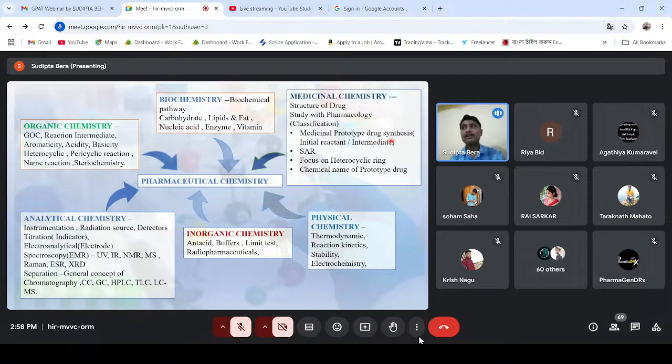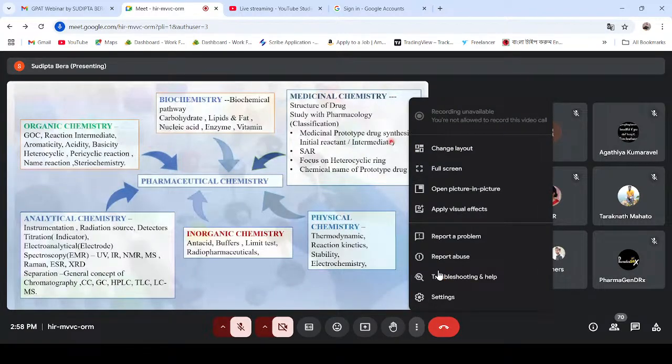Prototype drugs means every class has prototype drugs. Like if I say sedative and hypnotics, then the drugs that come to your mind are barbiturates, benzodiazepines. If I say beta blockers, your mind says propranolol. And if I say antihistamines, then levocetirizine. Which drug strikes your mind first?